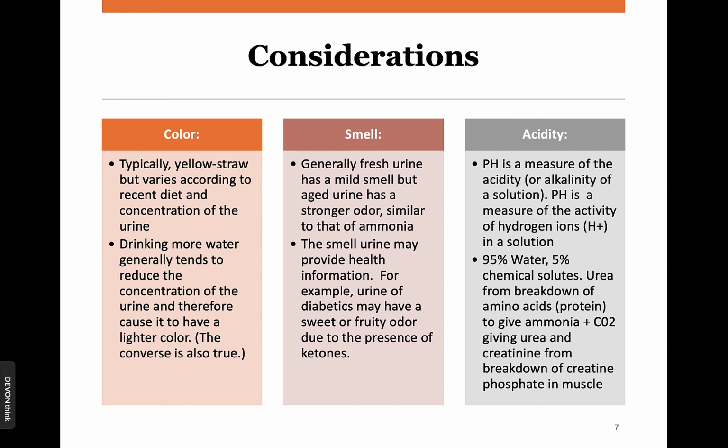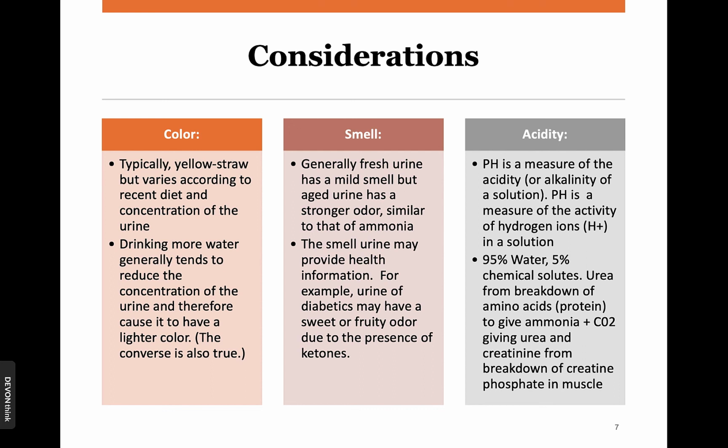The smell should be mild. Aged urine has a stronger odor, similar to that of ammonia. Also, many drugs are excreted through the kidneys, and so you could have a smell based on the antibiotic coming out of the system as well. Diabetics will have a sweet or fruity odor because they have ketones in their urine. As far as acidity, pH is the measure of acidity.